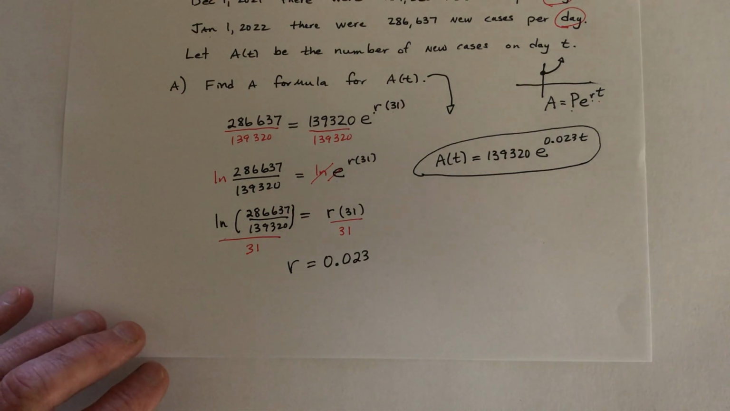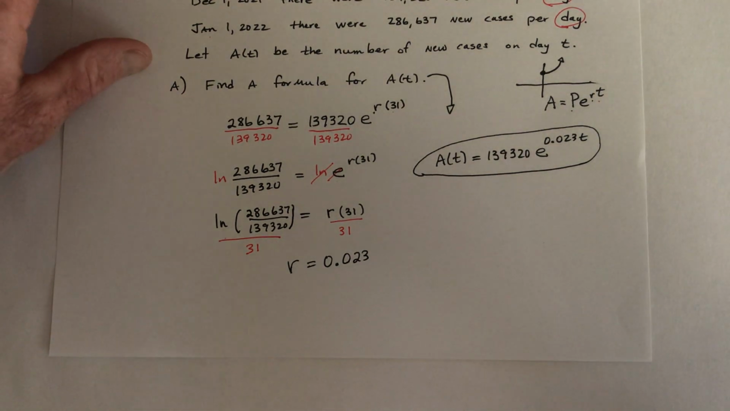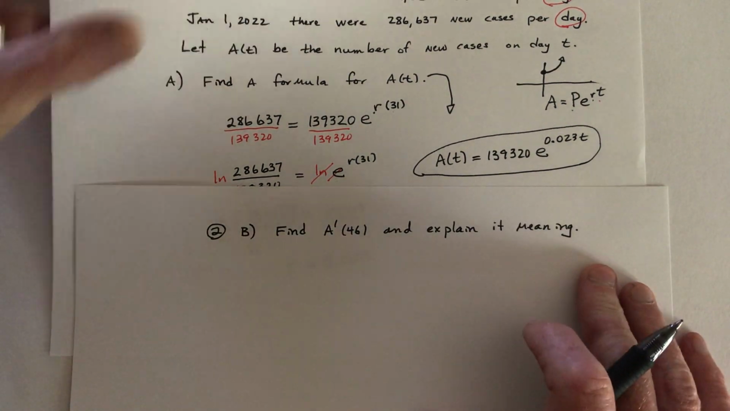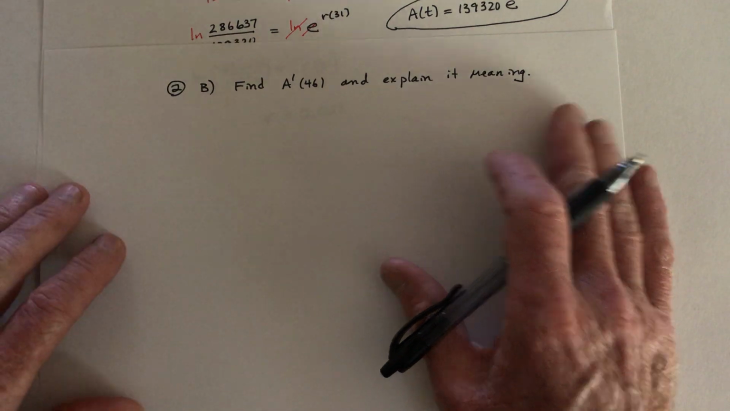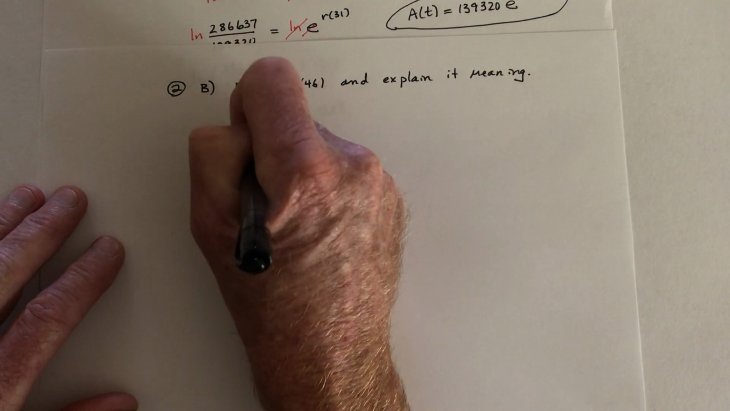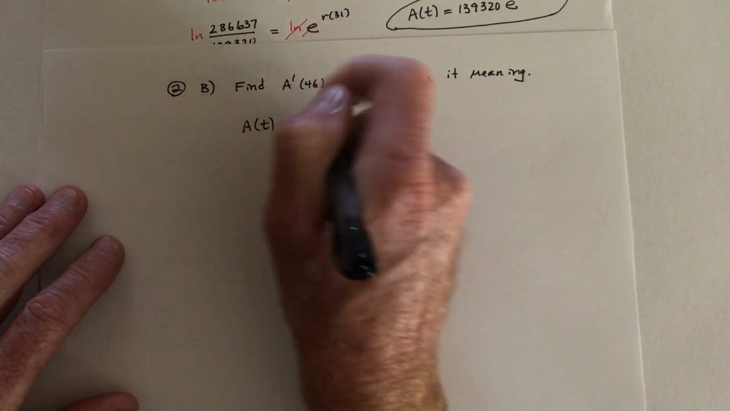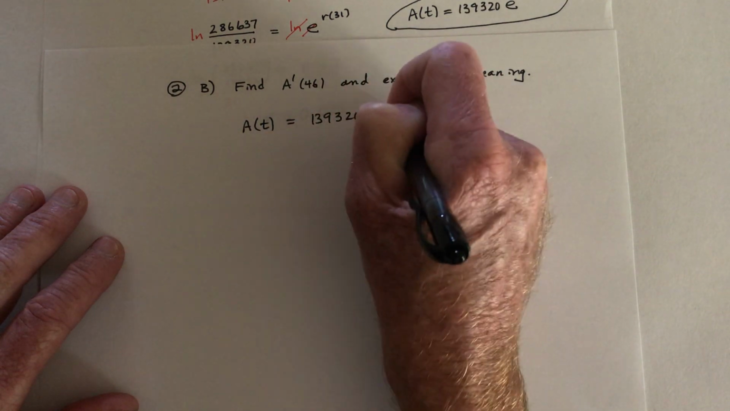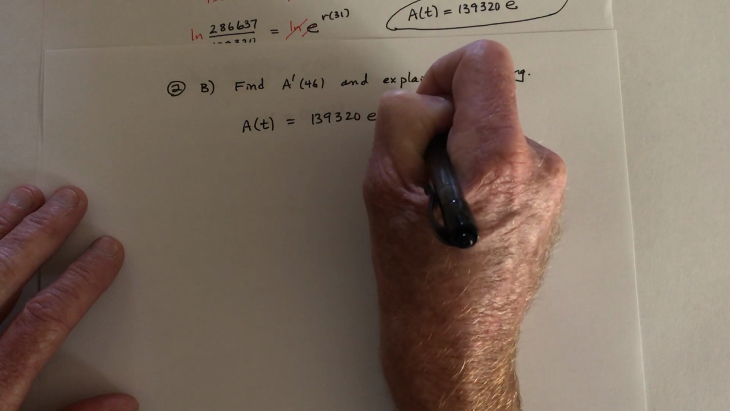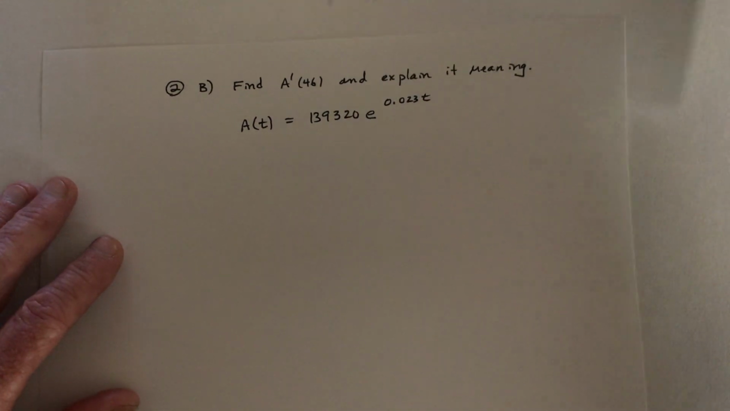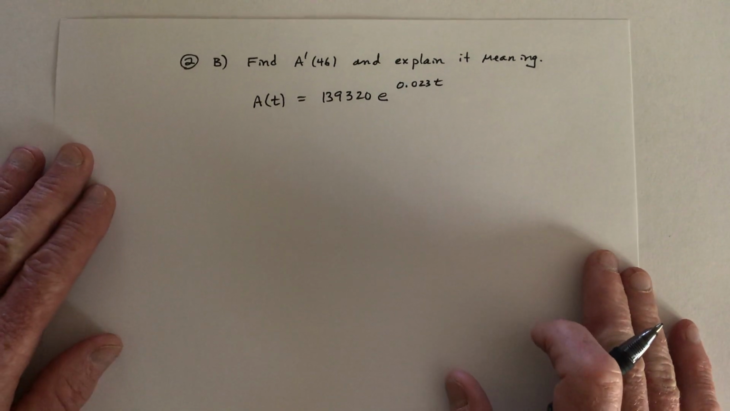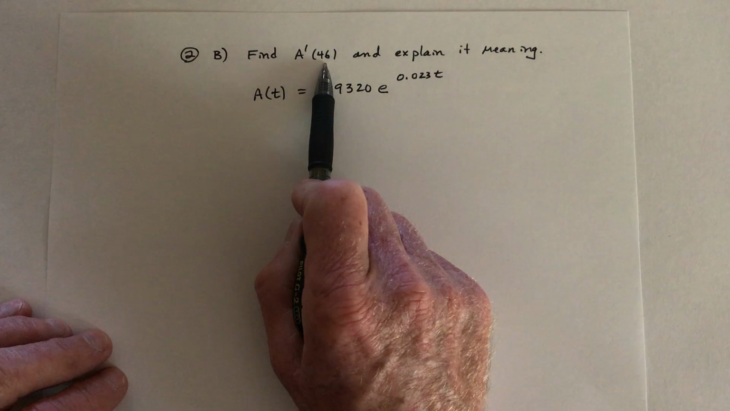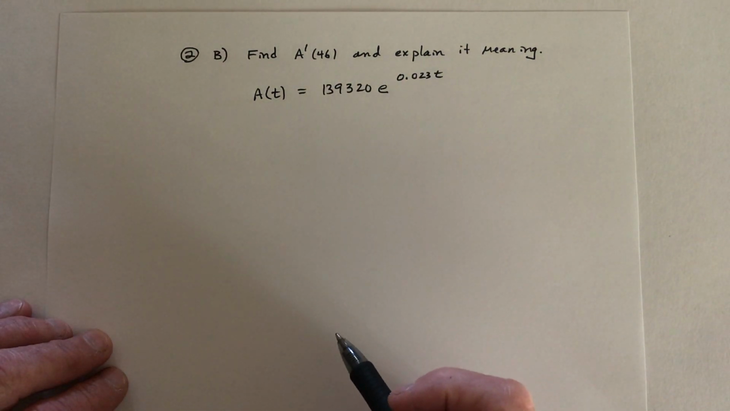Now for part B, do some calculus with that. So for part B, find the derivative. First I'm going to need to write down the function that I got as my answer from part A. Okay, now I'm done with that. So find the derivative of this function, then plug in a 46, and then explain what it means.